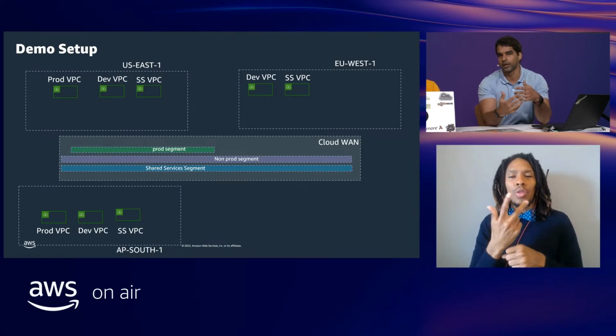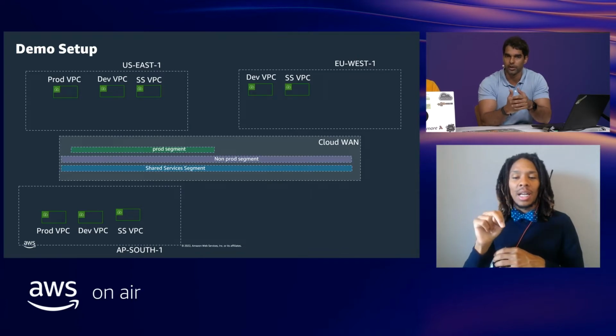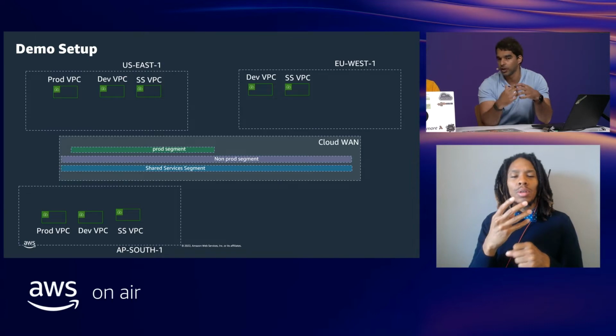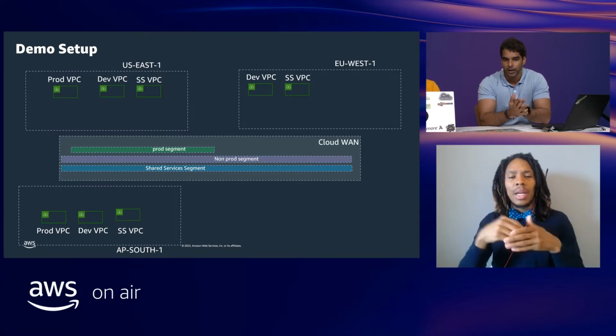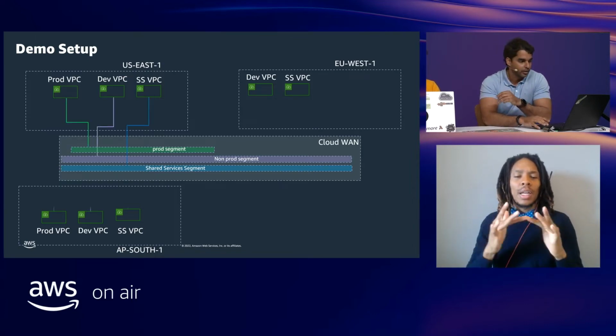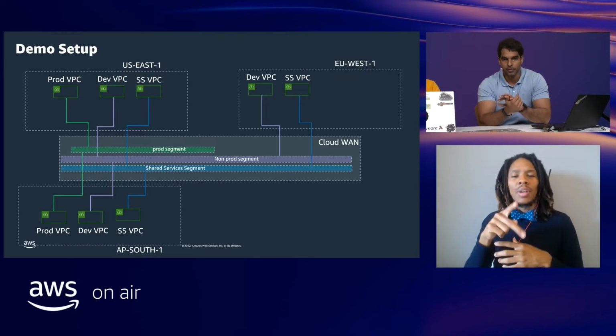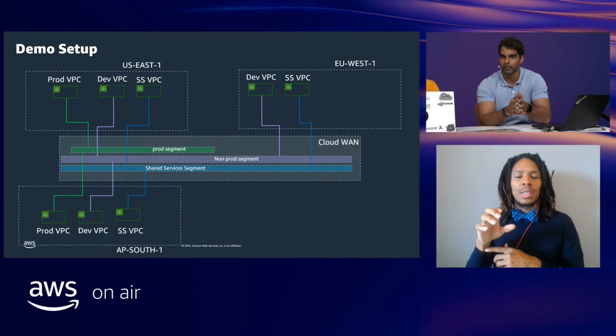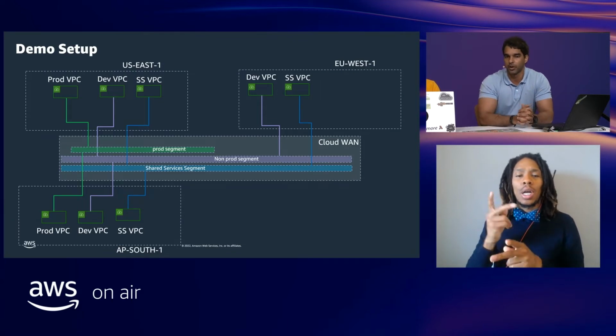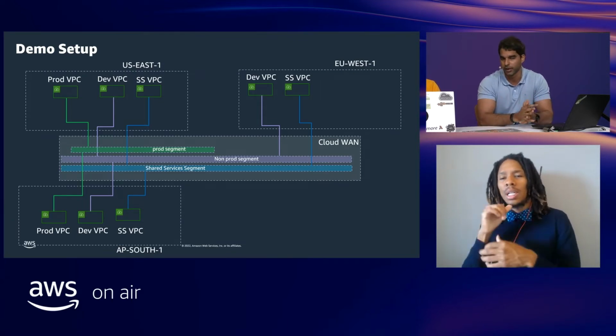I briefly mentioned that Cloud WAN lets you create a security posture. So with Cloud WAN, you can create multiple segments. Segments are isolated boundaries within your global unified network. We will connect the VPCs into segments. So the prod VPCs connect into the prod segment. The non-prod VPCs, the dev VPCs connect into the non-prod segment, and the shared services into its segment.